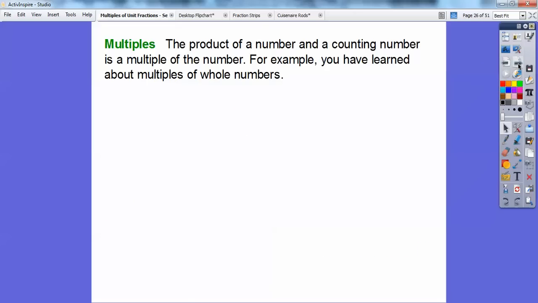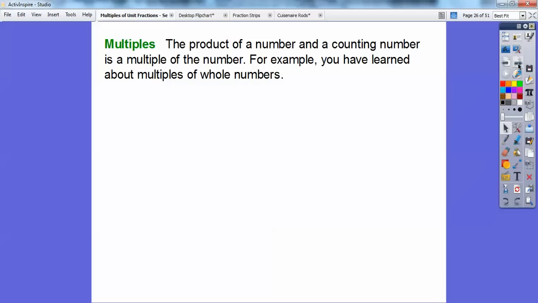All right, so here's some multiples. The product of a whole number and a counting number is a multiple of that number. And you're thinking, what? Okay, product means multiply, you guys. So the product of a number, pick any number. I think I picked 5, you guys. And a counting number is a multiple of that number.